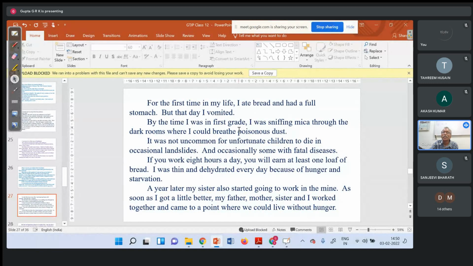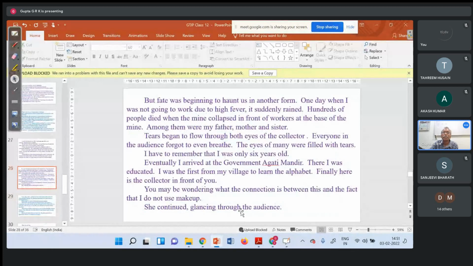By the time I was in first grade, I was sniffing mica through the dark rooms where I could breathe poisonous dust. It was not uncommon for unfortunate children to die in occasional landslides, and occasionally some with fatal diseases. If you work 8 hours a day, you will earn at least one loaf of bread. It was thin and dehydrated every day because of hunger and starvation. A year later, my sister also started going to work in the mine. As soon as I got a little better, my father, mother, sister, and I worked together and came to a point where we could live without hunger.